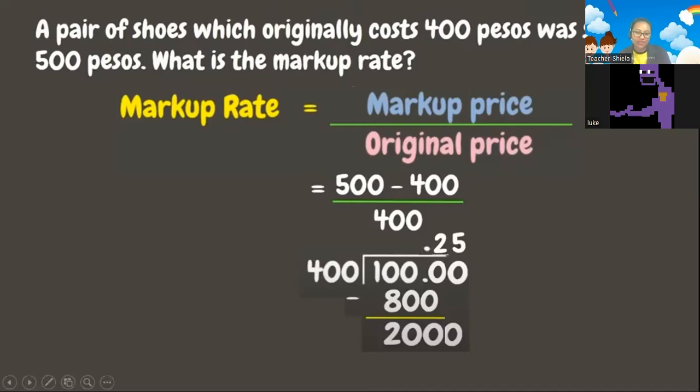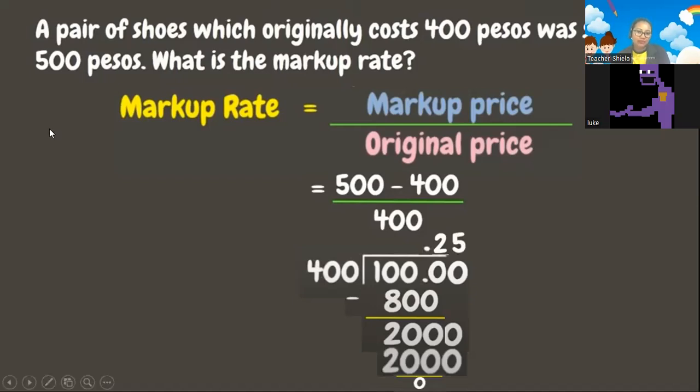Okay, I believe you know how it happens, right? Let's just go back. 1,000 divided by 400 is 2. And then 2 times 400 is 800. So there will be a remainder of 200. But 400 is still bigger than 200, so we have to add another zero. It will be 2,000. So 2,000 divided by 400 is 5.